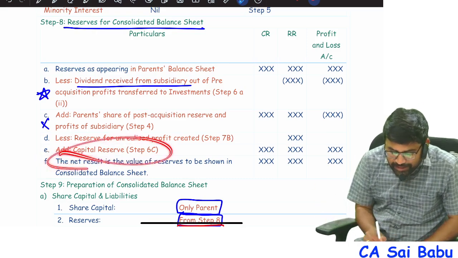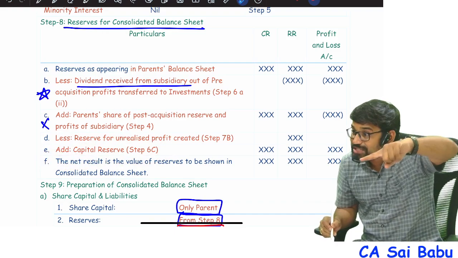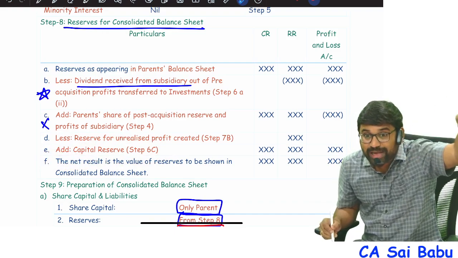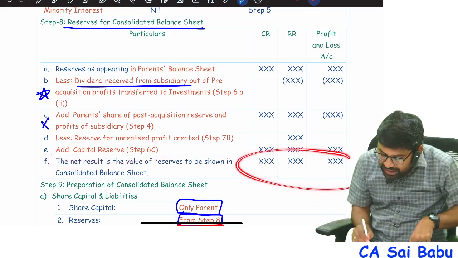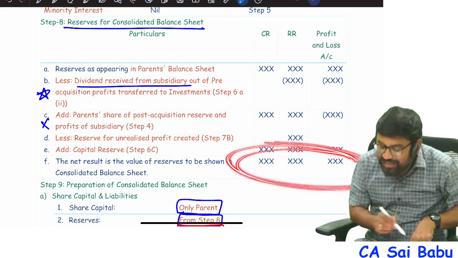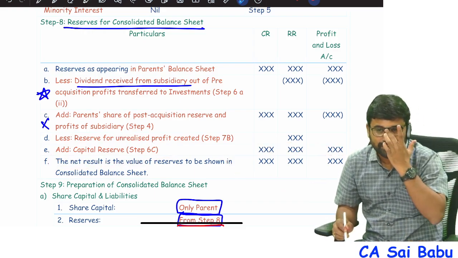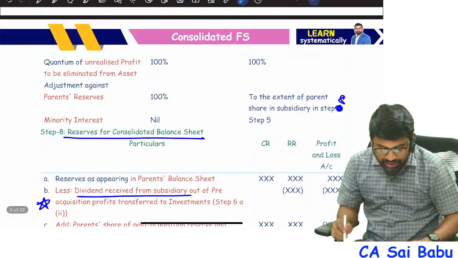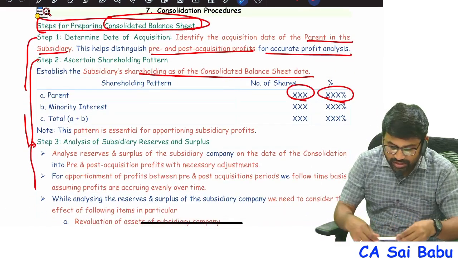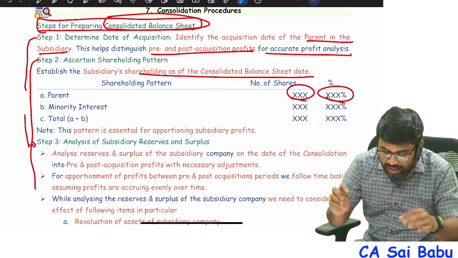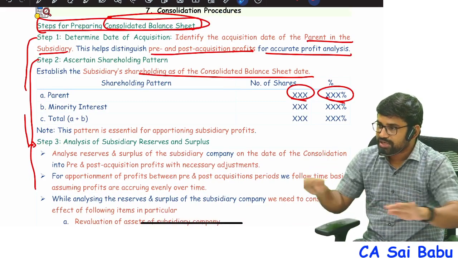What is this capital reserve? In step number 6, cost of control step, either goodwill or capital reserve comes. If there is a capital reserve, that you will take it. Now, whatever the reserves came, these are the reserves for consolidated balance sheet. So that's it. This is the consolidation procedure. So one last time, consolidation procedure we will discuss.